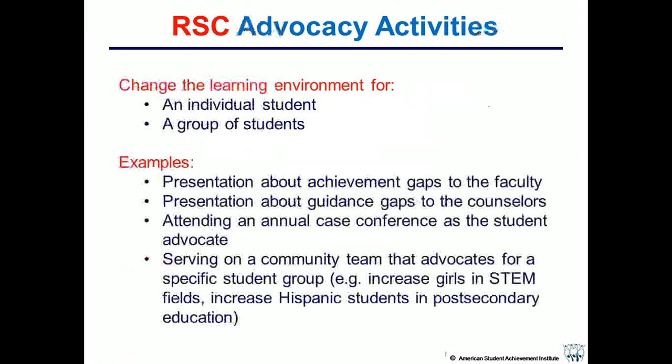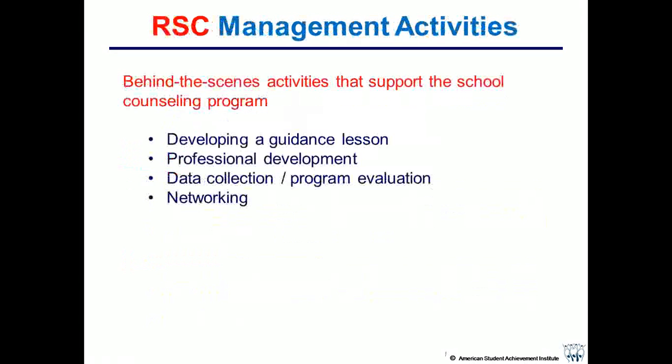So the third type of school counseling activity is advocacy activities. We can advocate to change the learning environment for an individual student or a group of students. Here are some examples of advocacy activities. And then the fourth type of school counseling activity is management activities, things that happen behind the scenes so that we can do guidance, counseling, and advocacy. So developing a guidance lesson or doing professional development or collecting data or networking. Those are all management activities.